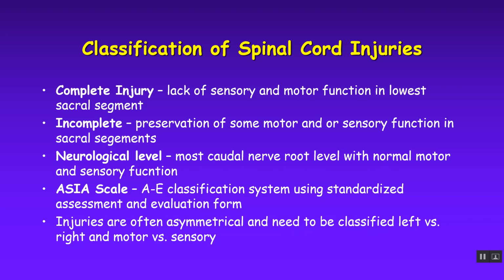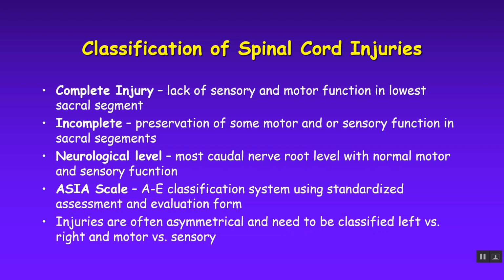if it's an oblique injury. There's a scale called the ASIA scale, an A through E classification system using standardized assessment and evaluation forms. So there's a standardized assessment where you assess their motor function and their sensory function, you check these boxes, and that's how it helps you determine the completeness of the injury and the level of the neurologic injury on both left and right.